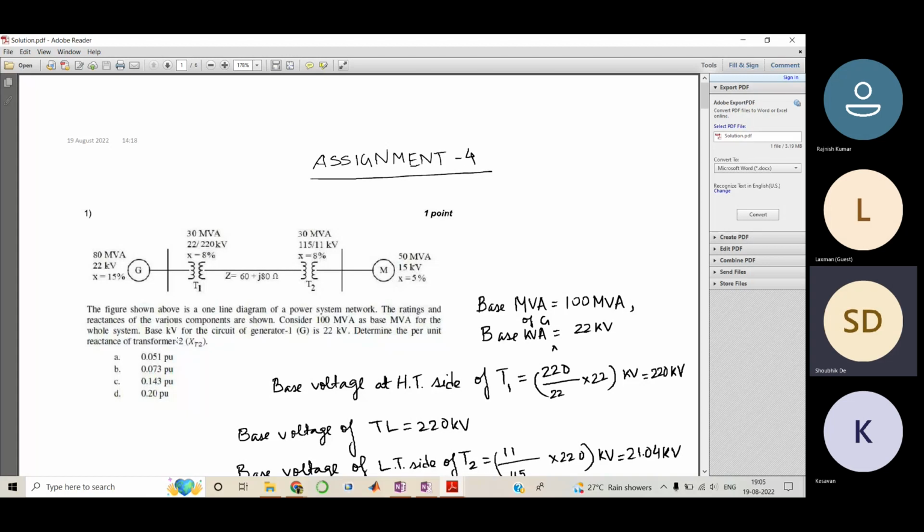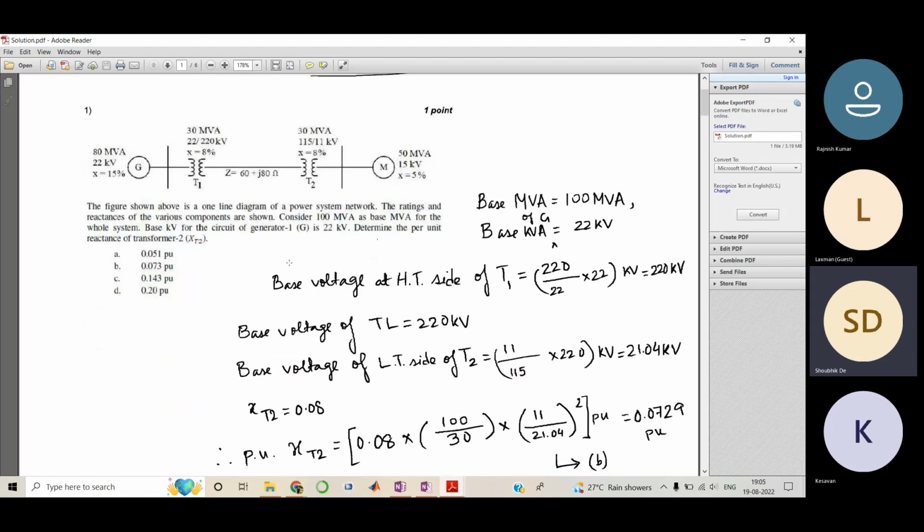Now, the ratings and reactance of various components are shown in the diagram. Consider 100 MVA as base MVA for the whole system. Base kV for the circuit of generator 1 is 22 kV. Determine the per unit reactance of transformer 2. So this is a very simple problem, if you know the methods.